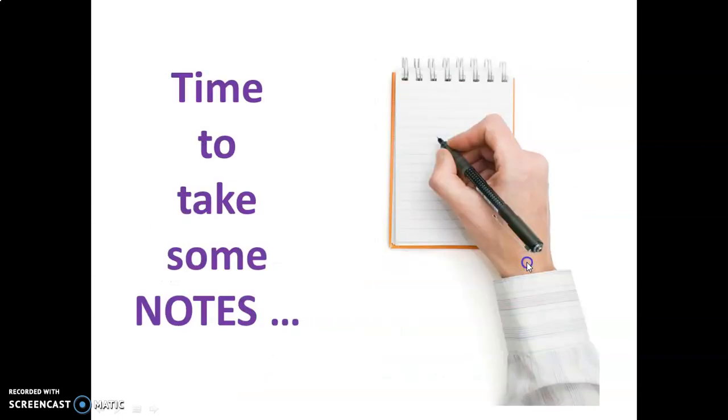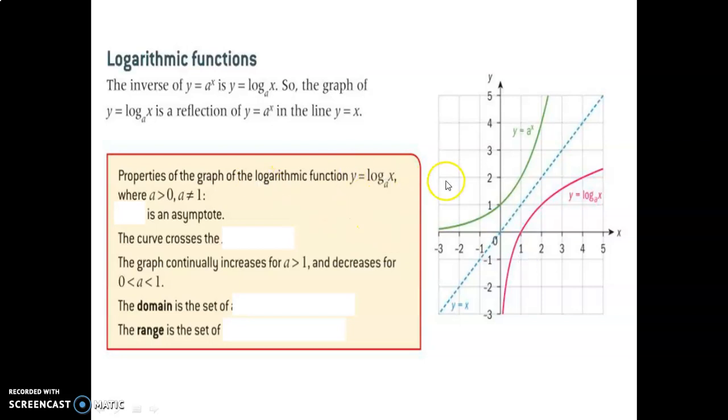Okay, let's take some notes. So here is a summary of what we've just looked at. So take a look, pause the video, read this on your own here. We see a graph of a log in that graph, and let's fill in the blanks here. First one, the log graph. The curve crosses the, which axis does this log graph pass through, and at what point does it pass through? Okay, that answer is it crosses the x-axis and it crosses at the point 1, 0.